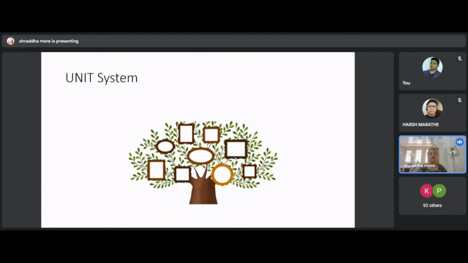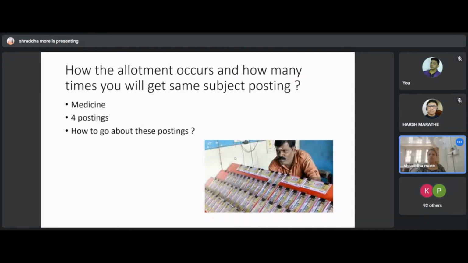It depends on us what we have to learn and how much we have to learn. Always remember this. How many postings you will get for a particular subject varies, but major subjects like medicine get 4 postings. The schedule sometimes changes because the newer CBME curriculum is coming, but generally there are 4 postings.